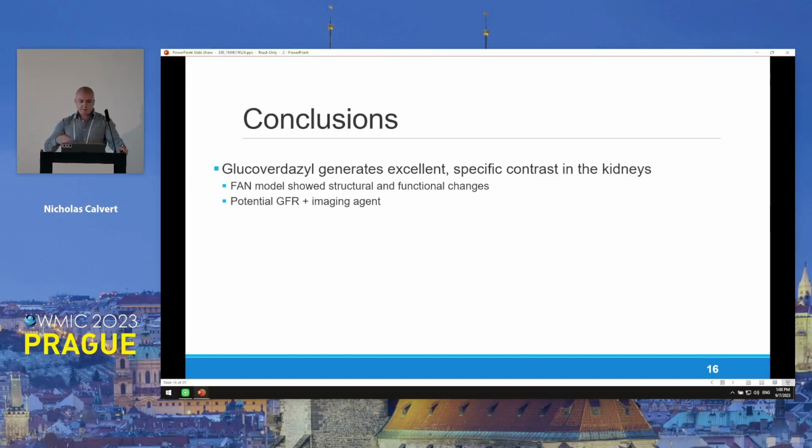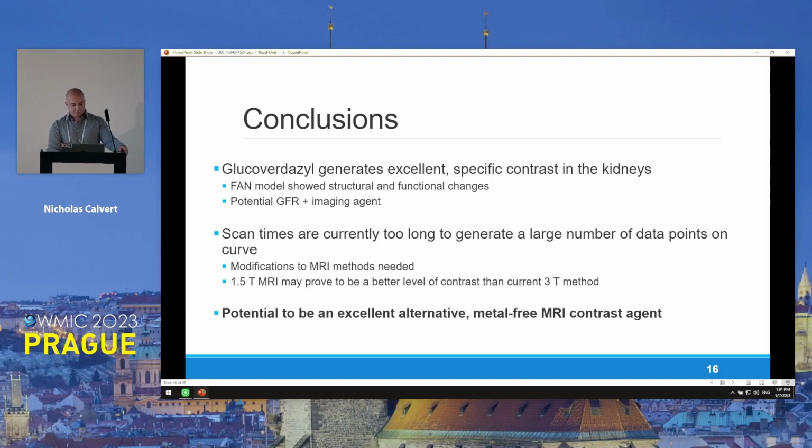So just to conclude on this, glucoverdazole has generated excellent and specific contrast in the kidneys. We saw this with the folic acid nephropathy model, with structural and functional changes throughout, and we believe it's a potential GFR and spatial imaging agent. We have long scan times right now that can only generate a certain number of data points on the curve, but we believe that improving the MRI method to be faster, and maybe using a lower field MRI with the radical, may give us better contrast and more faithful mapping. We believe this is going to be a potential excellent alternative to a metal-free MRI contrast agent.